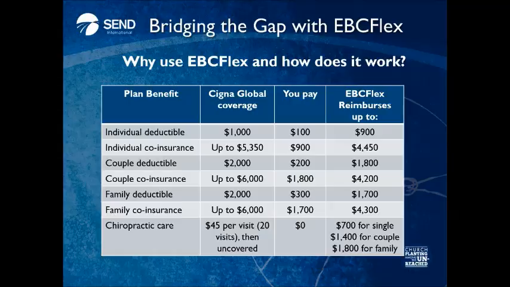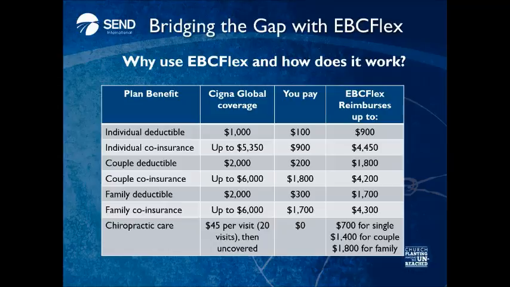The coinsurance is not broken out like the deductible. As a family, you would be responsible for the first $1,700 in coinsurance before receiving reimbursement. It won't matter if it's one person accruing it or if it's everyone in your family. The same goes for a couple.